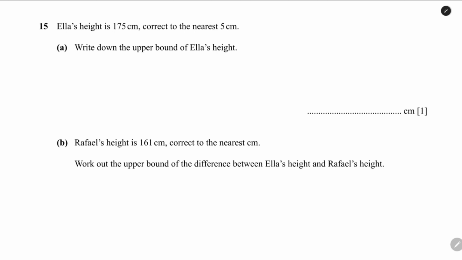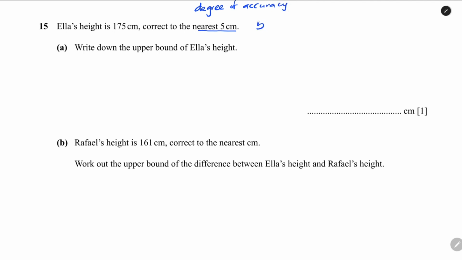Now, this particular question says Ella's height is 175 centimeters, correct to the nearest 5 centimeters. Here is our degree of accuracy. For upper and lower bound questions, you need to identify your degree of accuracy. What do we do to our degree of accuracy? We divide it by 2.